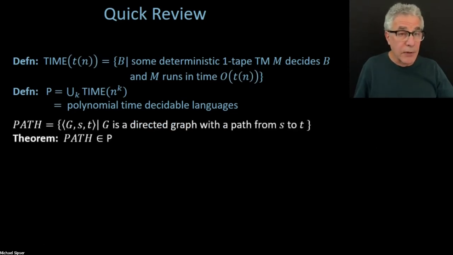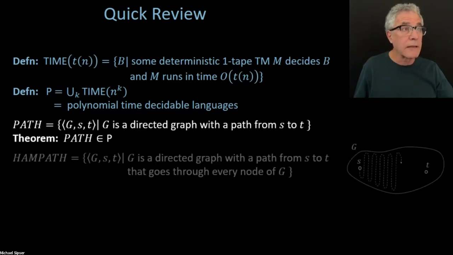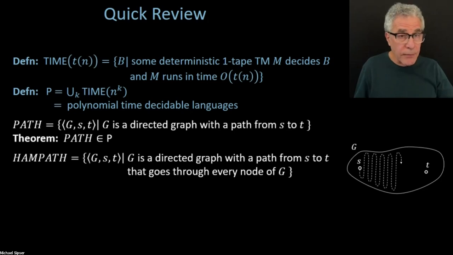And we gave an example of this path problem. We gave an algorithm for path. And then we introduced this Hamiltonian path problem. So if you remember, instead of just asking, given a graph, whether you can get from s to t, now we want to know, can I get from s to t, but visit every other node along the way? So find a path that goes through everything else and gets from s to t. I should say it's a simple path, so you're only allowed to go through every node just once.